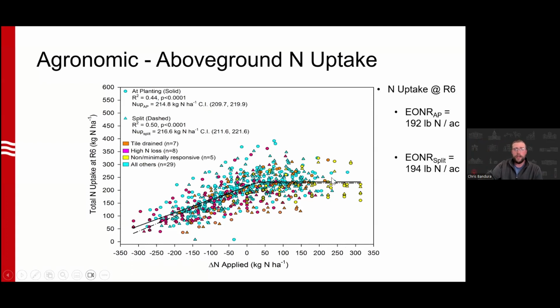So across all sites, we fit a response curve of this delta N applied value to an uptake. And at 0, again, EONR across all sites between timings, we estimated what total N uptake was. And what you'll see here is that for the at plant time, we had 192. And for the split timing, we had 194. And those were not significantly different than each other. So timing had no effect on N uptake, again, across this enormous data set in geography. So we're just talking about big picture results here.